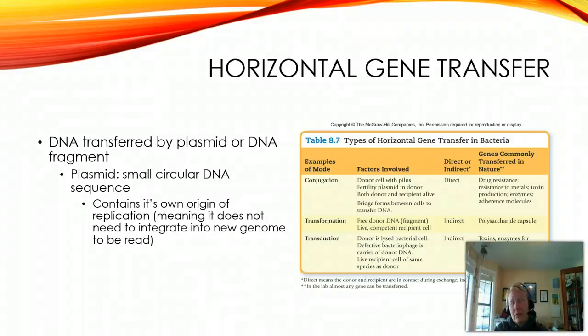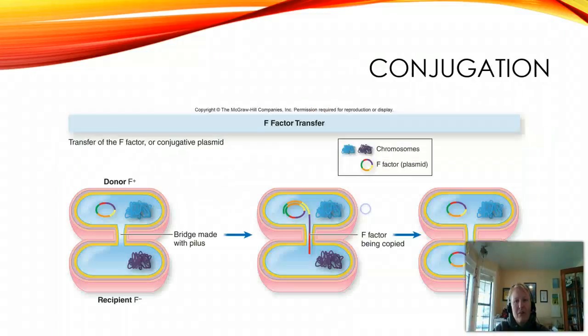Now, there are three types of horizontal gene transfer we're going to talk about in this topic. We've got conjugation, transformation, and transduction. And so let's take a look at each of these now.